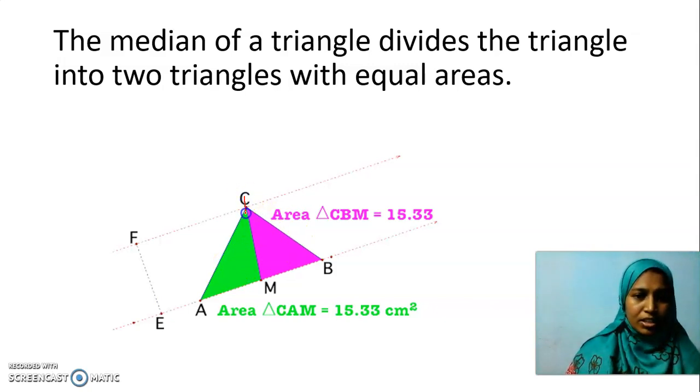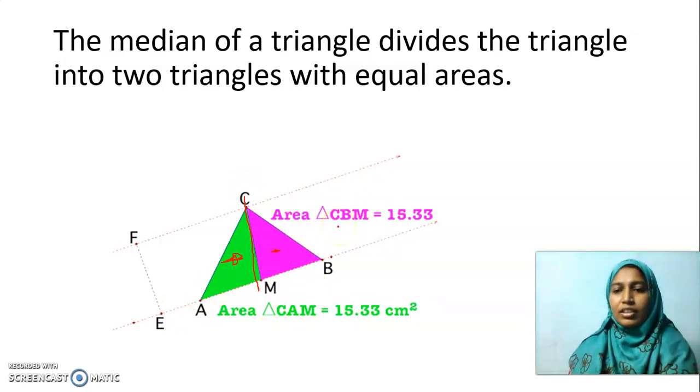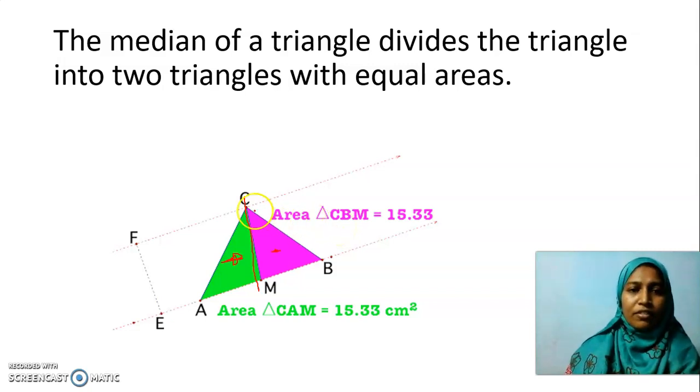See, this is the median. CM is the median. These two are of equal area. Triangle CMA and CMB have equal area. There are proofs for that, but for your standard, it's more than enough. You should know that one median will divide the triangle. I'm not talking about all the 3 medians, only one median.